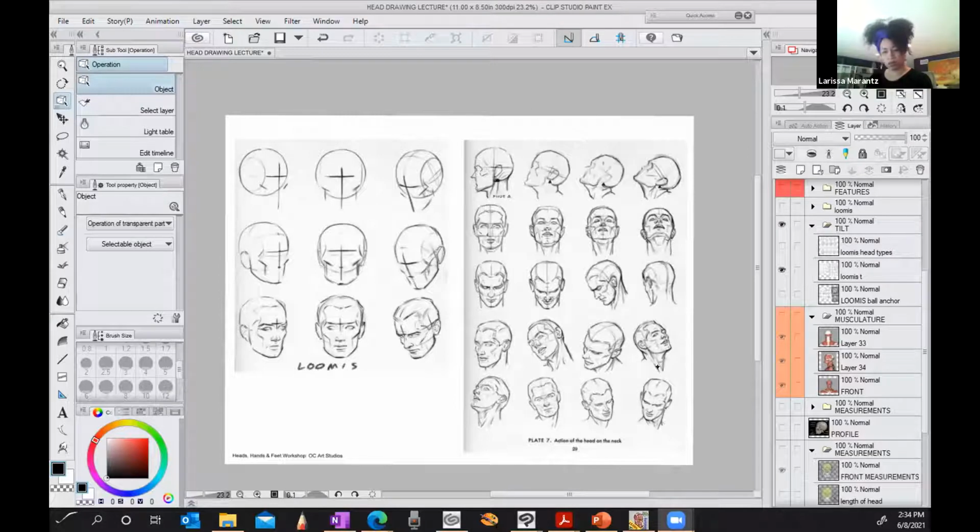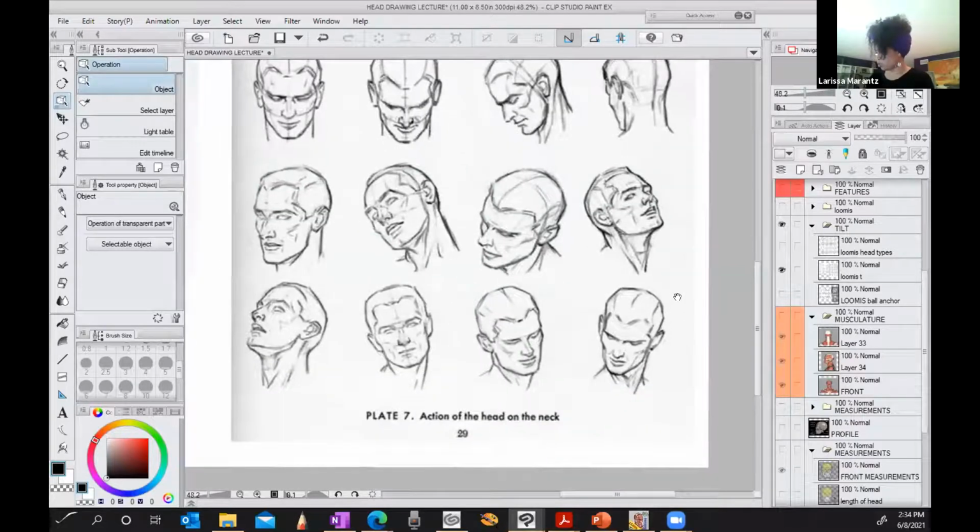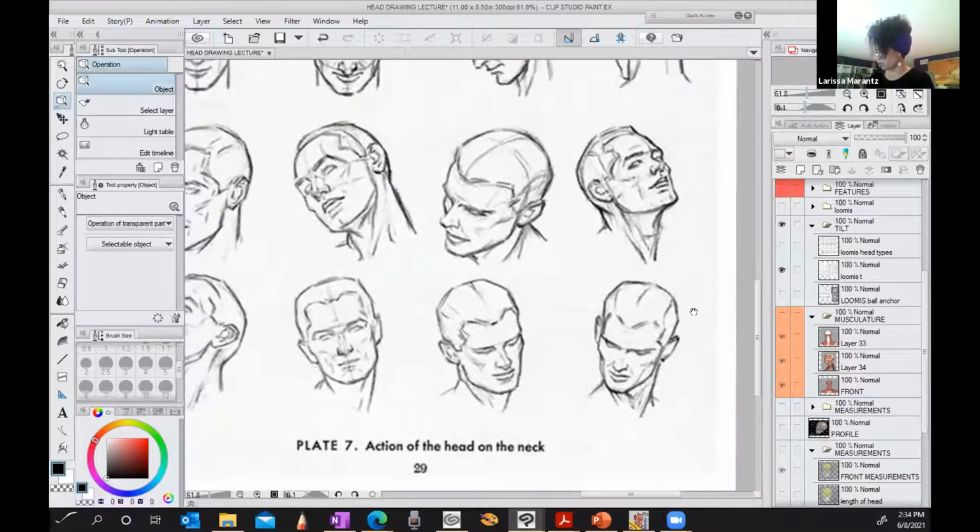And I'm going to zoom in. Let me see if I can zoom in real quick. Okay, so zooming in, we're going to look at how these are drawn.